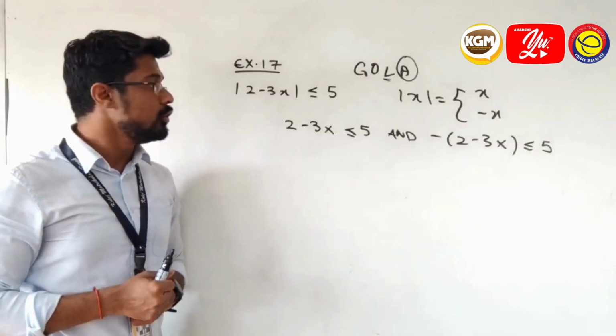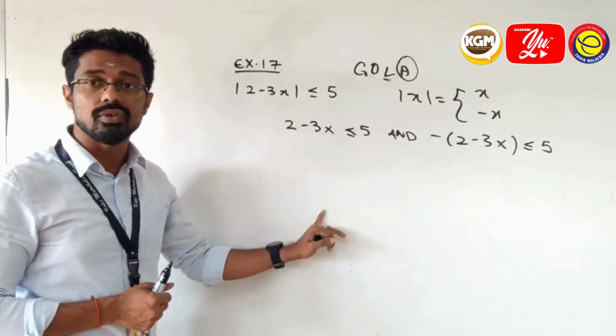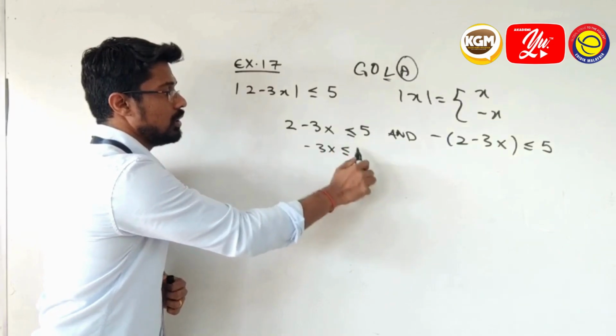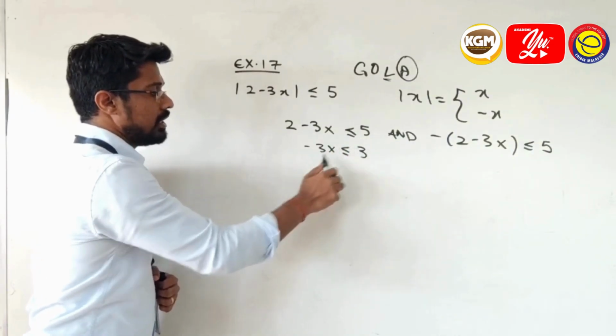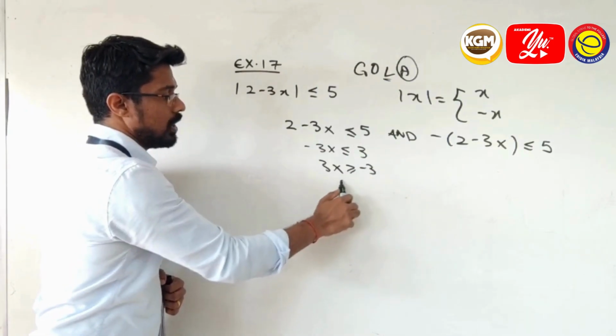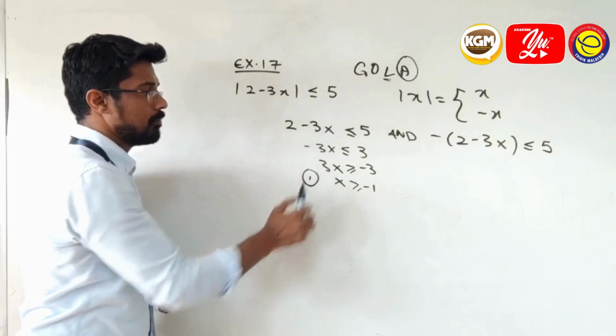So now what I'm going to do, I'm going to treat this as one question. When you get the answer first. So this guy, negative 3x less than equal to 3. So I times by negative first because I don't want any careless mistake. X is greater than equal to negative 1. So question 1, solution 1.